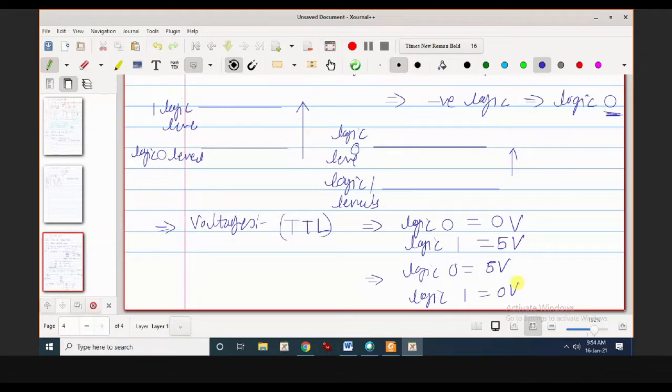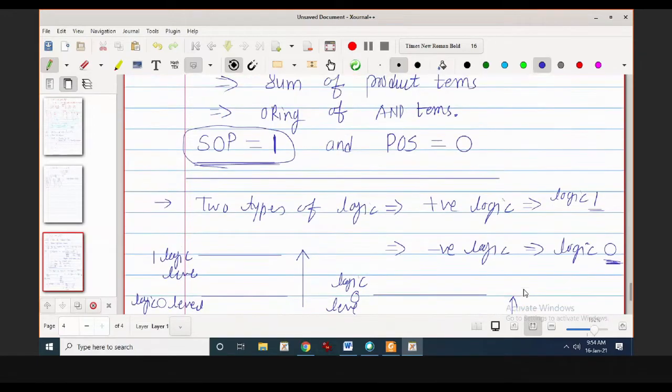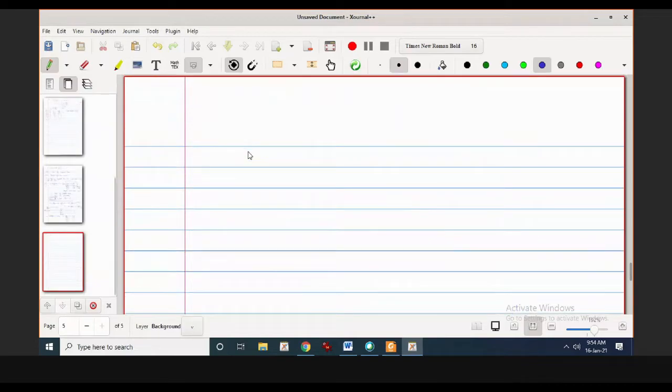Generally, when we go for positive logic, we are interested in logic level ones, and when we go for negative logic, we give importance to logic level zeros. Most circuits will be SOP circuits, sum of products, so we will be working for that particular thing. So I think this is the case.